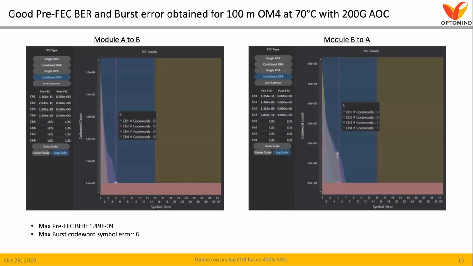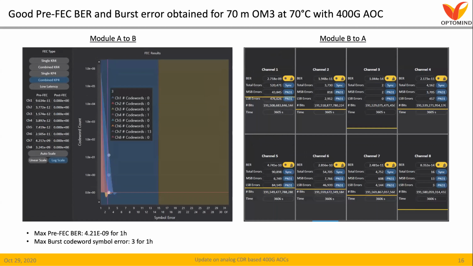We measured the BR and the burst error codes for 200G QSFP56 AOC with 100 meter OM4 fibers at 70 degrees C. The maximum BR was 10 to the minus 9th, and the maximum burst error code was 6. We implemented a 400G AOC with a 70 meter OM3 fiber and measured BR and burst error for 1 hour. The maximum BR was 10 to the minus 9th, and the maximum burst error code was limited to 3 only.